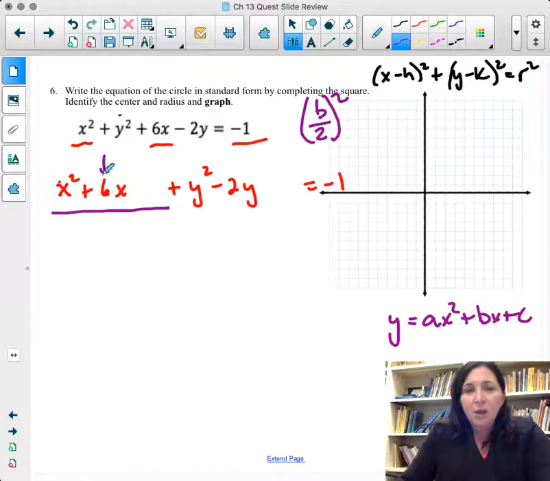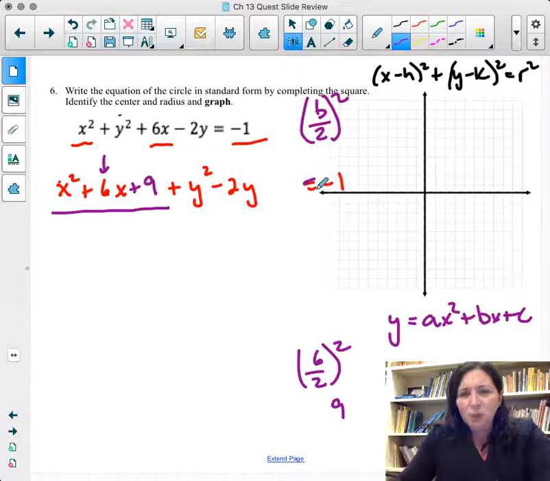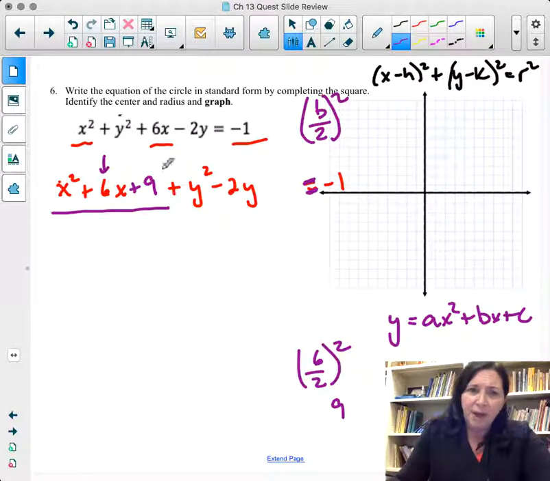So again, we're taking our b term, which is 6. I'll do it down here. Our b term is 6. We're going to divide that by 2 and get 3, and then 3 squared is 9. So half of 6 is 3, 3 squared is 9, and I'm going to add 9 here. But because this is an equation, see the equal sign? Whatever I do to one side of my equation, I must do to the other side. So if I added 9 to the left side, I am also going to add 9 to the right side.